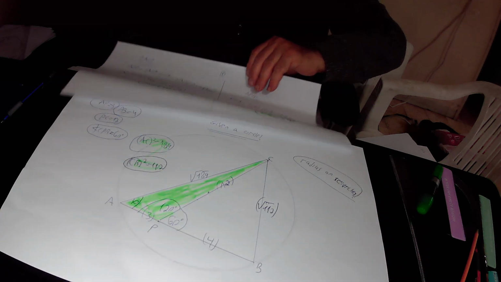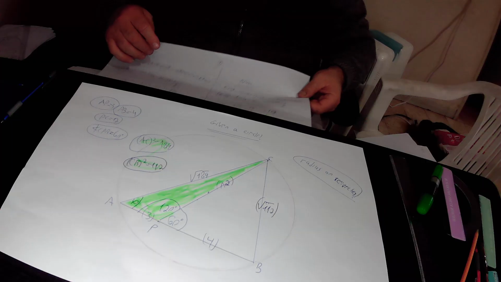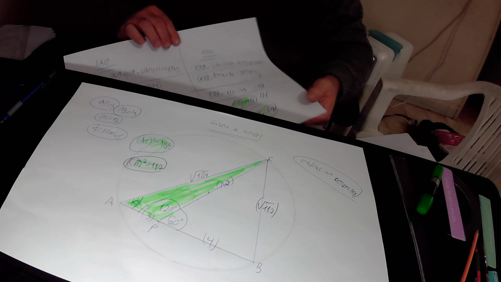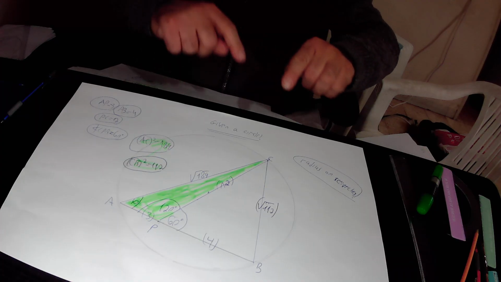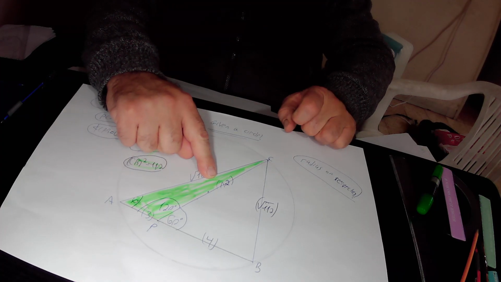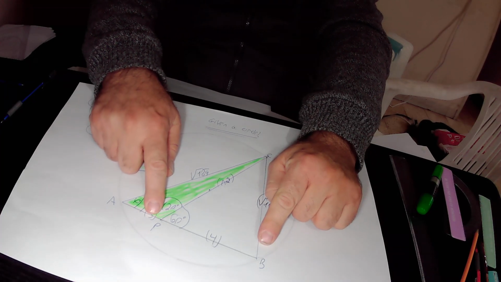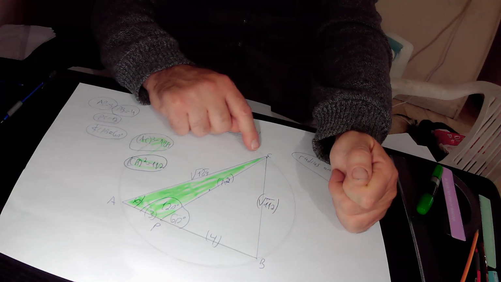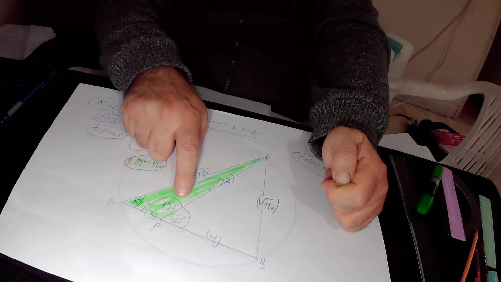CB is the missing side, so we leave it as CB squared. CP is 12, therefore CP squared is 12 squared, this is 144. Plus PB squared. PB is 4, therefore PB squared is 4 squared, this is 16. Minus 2 times CP, which is 12, times PB, which is 4, times cosine 60 degrees, that is 1/2.